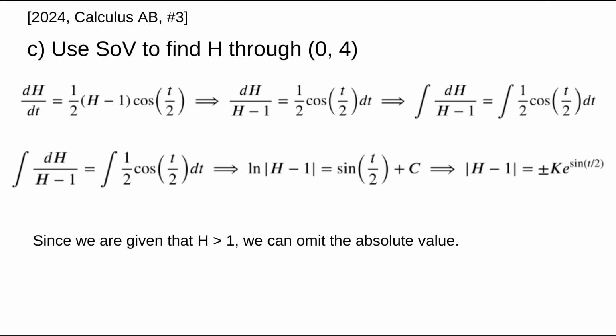Now that information that h is greater than 1 on the interval comes in handy. Since h is greater than 1, we know that the absolute value of (h minus 1) will still just be h minus 1, so we don't need the absolute value symbols. And we get h minus 1 is some constant times e to the sine of t/2, which means h is 1 plus k times e to the sine of t/2.